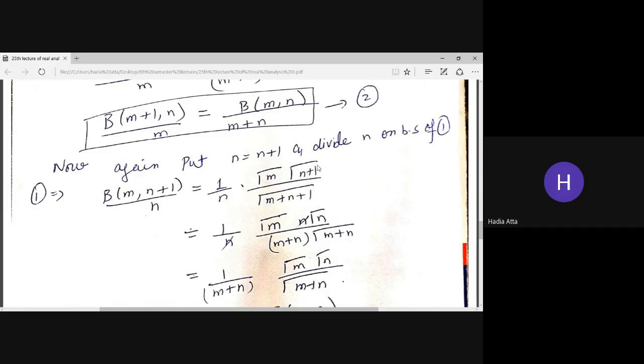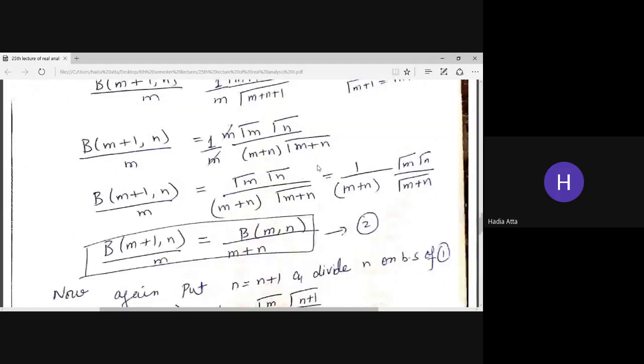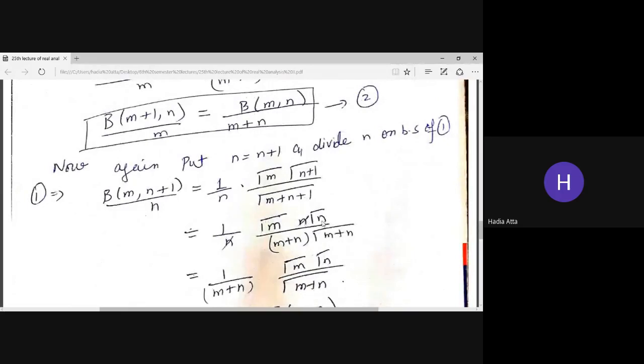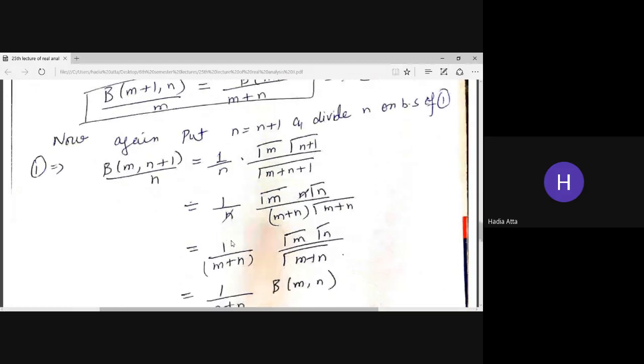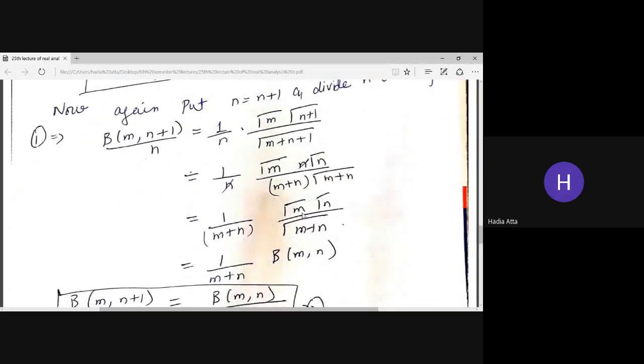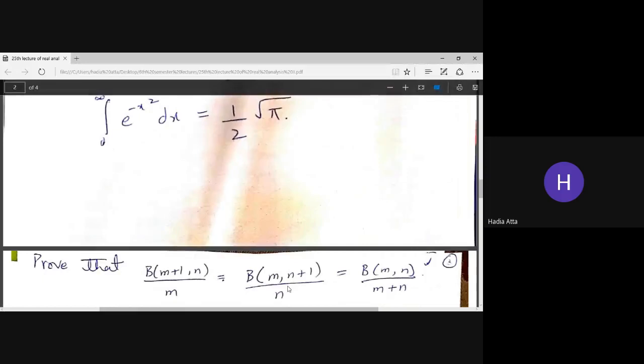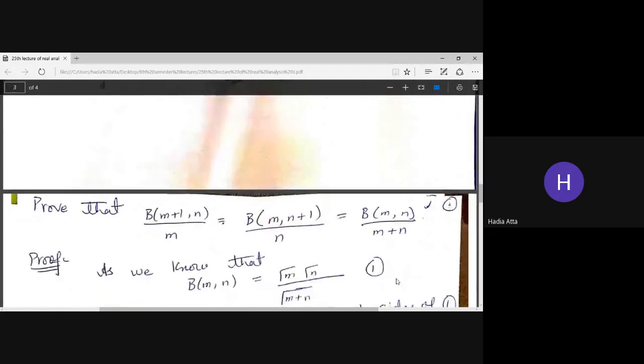Again apply this result, that gamma n plus 1 is equal to n gamma n, over here and also over here. So that will be n gamma n divided by m plus n gamma m plus n. Cancel the n terms. So the remaining terms are 1 by m plus n into gamma m gamma n divided by gamma m plus n. So you know this is the definition of a beta function. So replace that by the definition of a beta function. So that is also equal to beta m n divided by m plus n. So hence we prove that this relation is also equal to that relation.